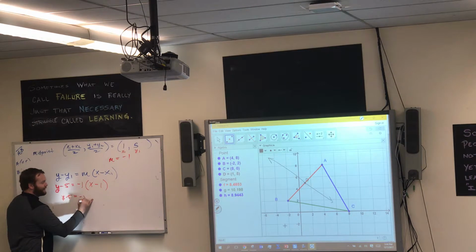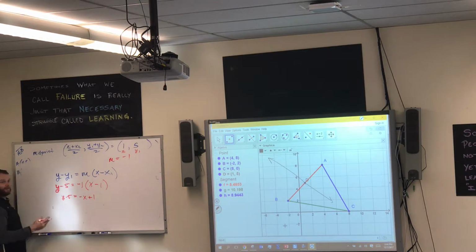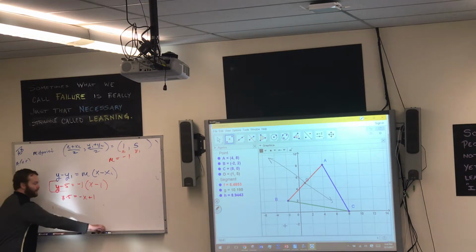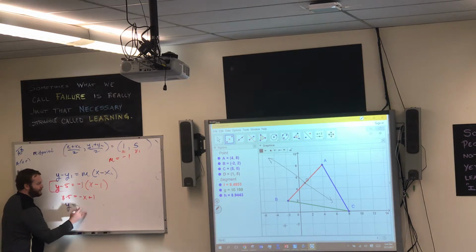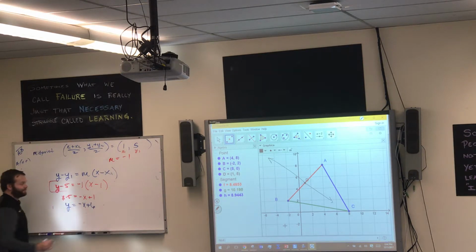-1 times x gives me -x. -1 times -1 gives me +1, right? If I'm solving for y, that's basically when I say put it in y equals x plus b form. Another way of saying that is just say, take this equation and solve for y. So if I solve for y, what would I do next? Add 5. So y equals -x plus 6.